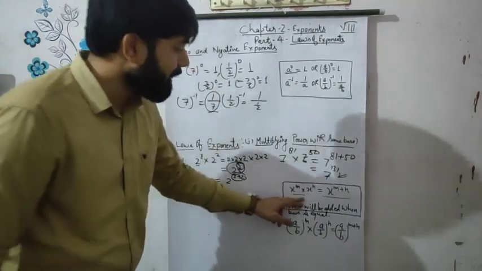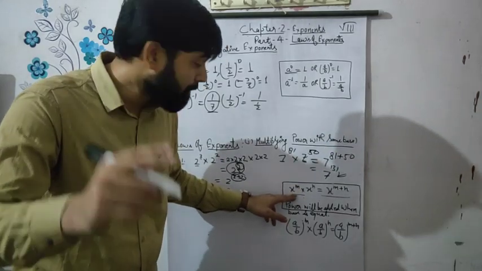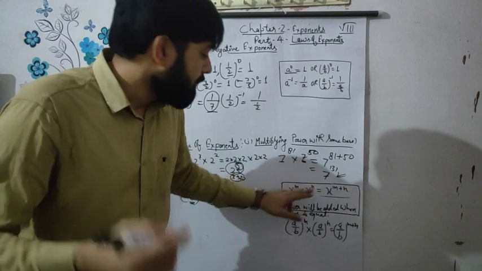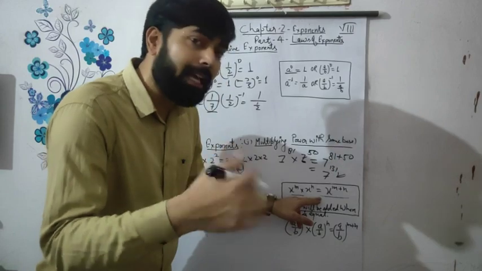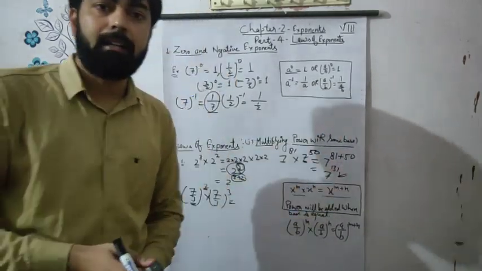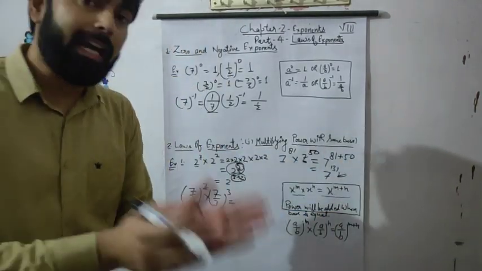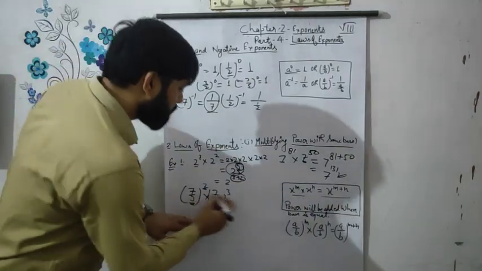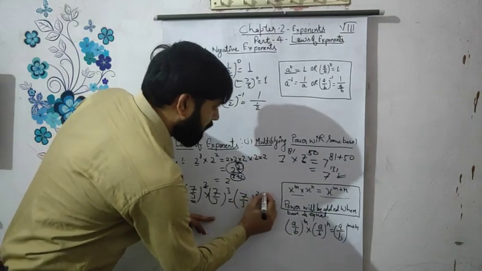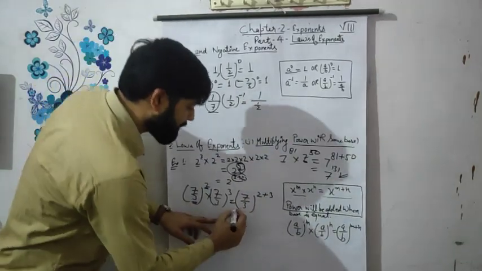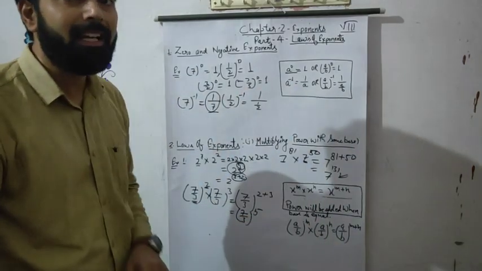So by the first law of exponent, if x is a number and m and n are integers, then x power m multiplied by x power n, what is the answer? x power m plus n. Means powers will be added when the base is equal. So we can write 7 upon 3 raised to the power 2 plus 3, which is 7 upon 3 raised to the power 5. So this is the answer.